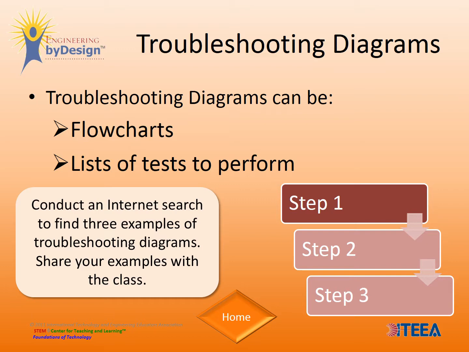Here are your troubleshooting diagrams. They can be flow charts like the one we just looked at the beginning. It can be a list of tests to perform, such as step 1, you do this, step 2, you do that. Like when you all reset your IDs today. First you logged into a certain website. Then you clicked, and what you did when you went into that specific website, that was a list of steps to perform. You may conduct an internet search to find 3 examples of troubleshooting diagrams.